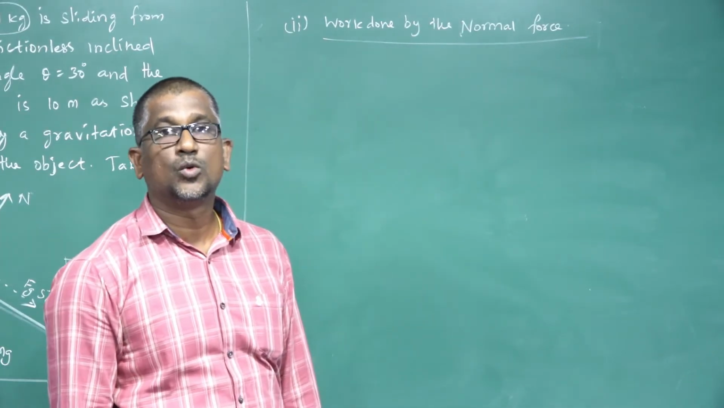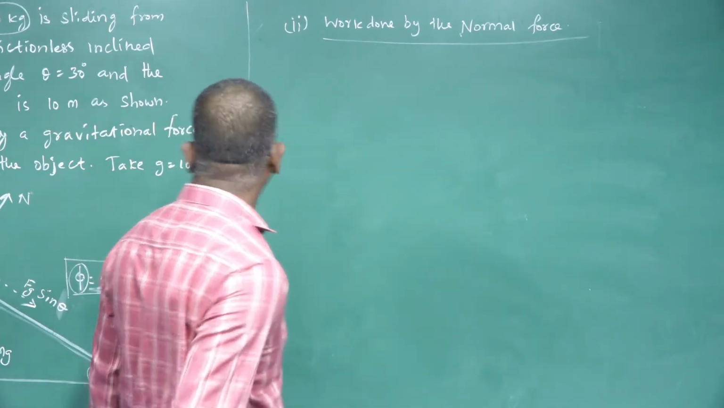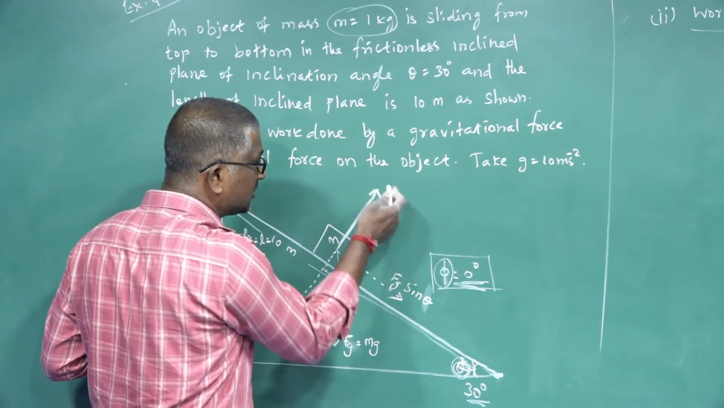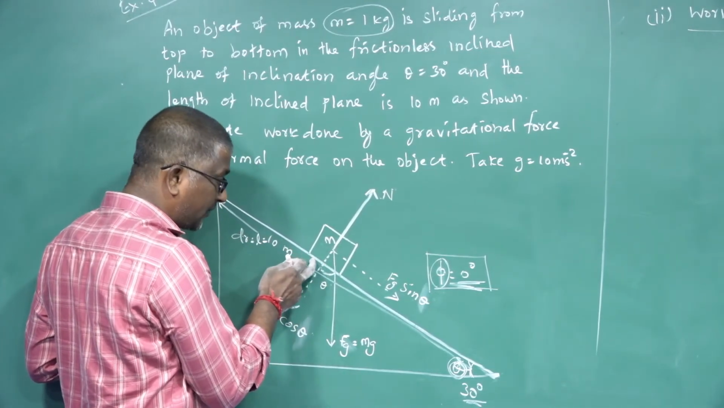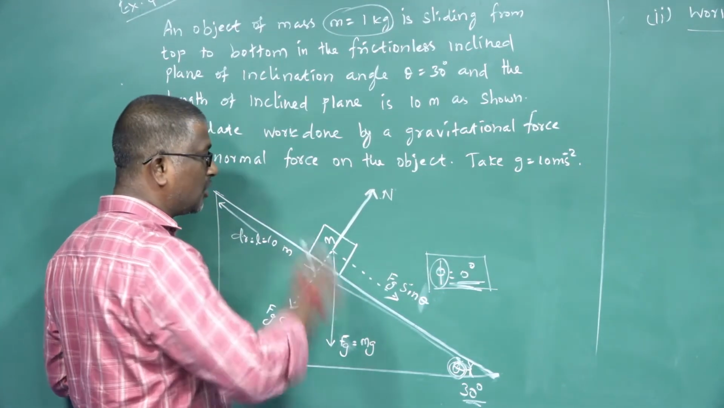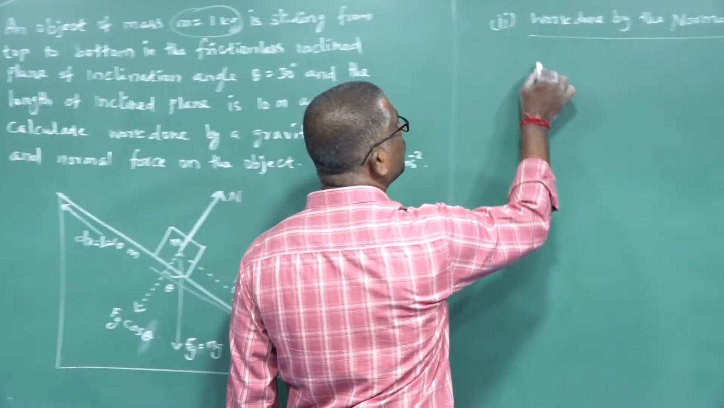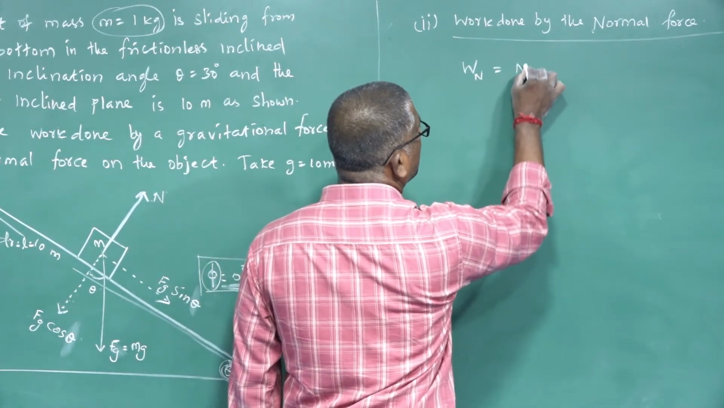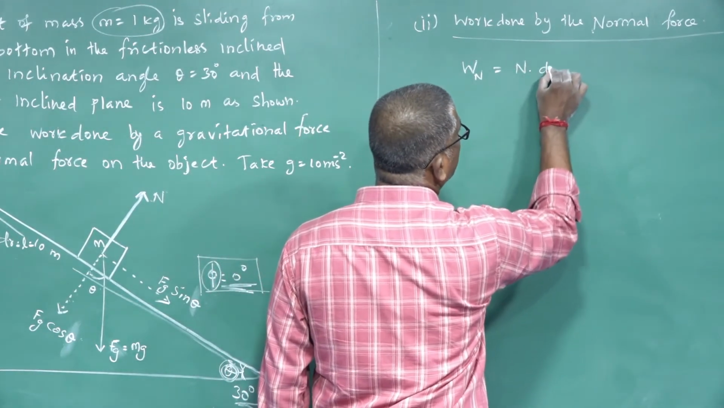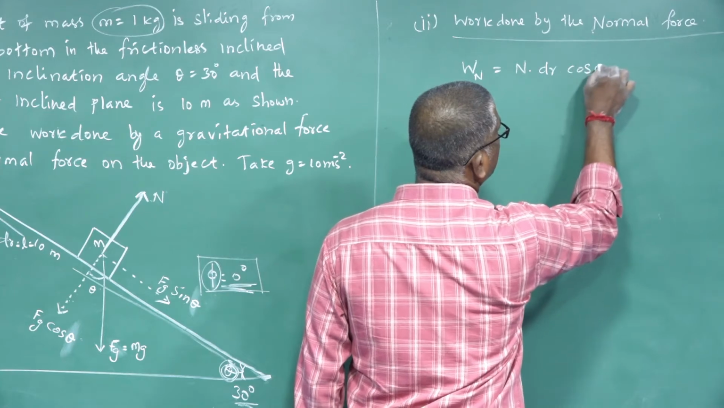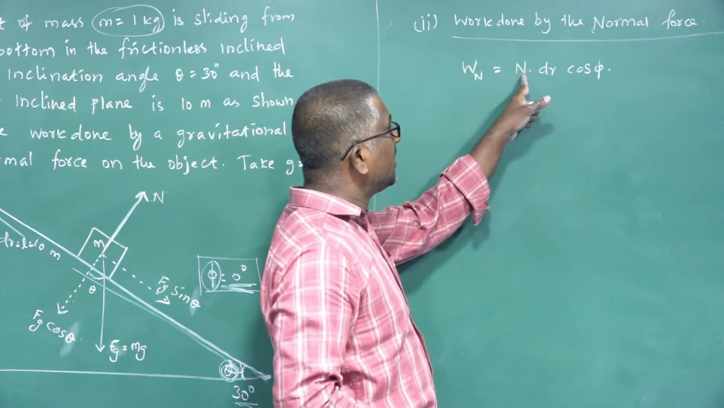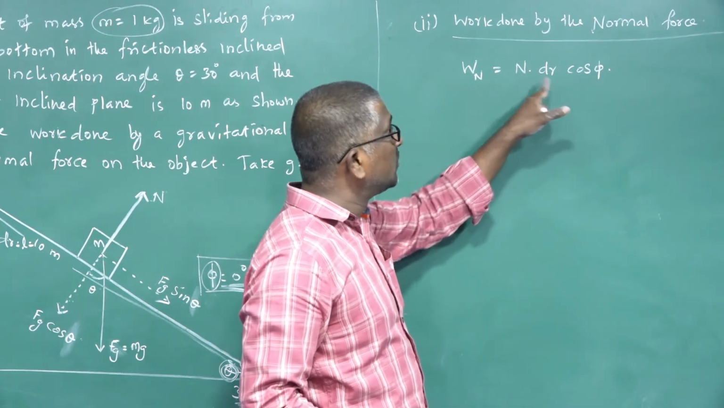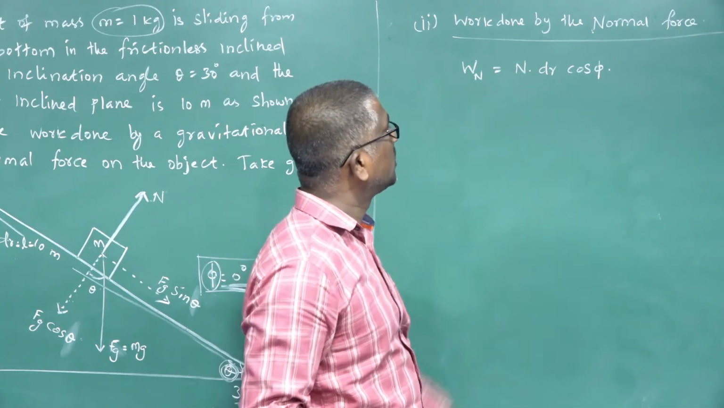Next, work done by the normal force. In this diagram, this is the normal force. This normal force is exerted by the surface of the inclined plane on the object. Work done by the normal force is taken as W suffix n, which is equal to normal force into displacement dr into cos phi. What is phi? The angle between the normal force and the displacement.